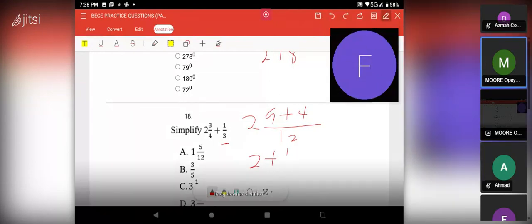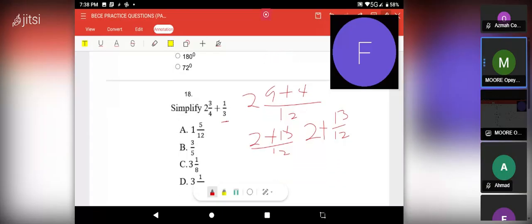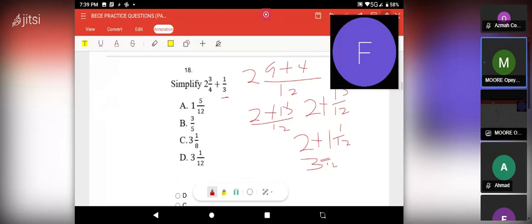Okay, that is 13 all over 12. So by the time you add that together, we have 2, which is the whole number, then we have 13 as the numerator over 12. So 13 over 12 is an improper fraction. We change it again to a mixed number, and that will become 1 whole plus 1 over 12. So altogether, it becomes 3 whole number 1 over 12. That is this. Thank you.